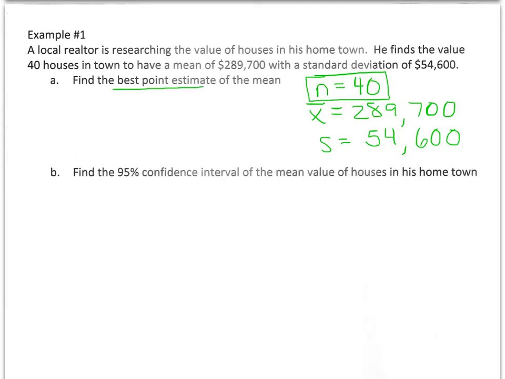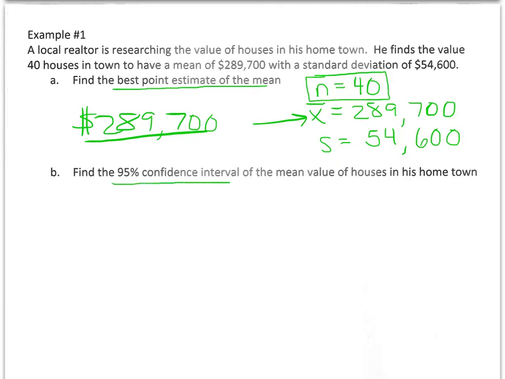When I talk about a point estimate here, the point estimate of the mean is just this value. So the best estimate I have of how much a house is actually valued at in this hometown is $289,700. The exact same number I get from my sample. Point estimate is simply one value that indicates the population mean. Now we know that this is accurate, but how accurate? Is it exactly 289,700? Most likely not. It's probably just in the vicinity.